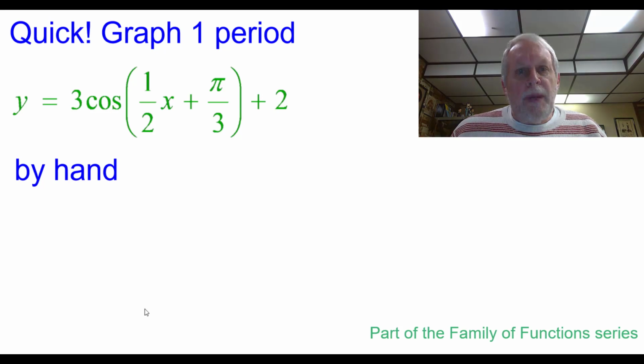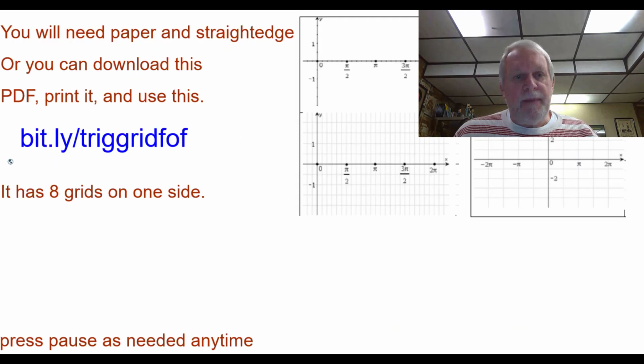Quick, graph one period of y equals 3 times the cosine of the quantity 1/2 x plus pi over 3, plus 2 by hand. This is part of the family of functions series. You will need paper and a straight edge, or you can download this PDF. Press pause as needed anytime during the video.